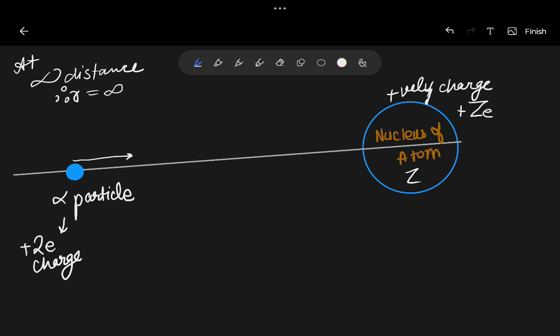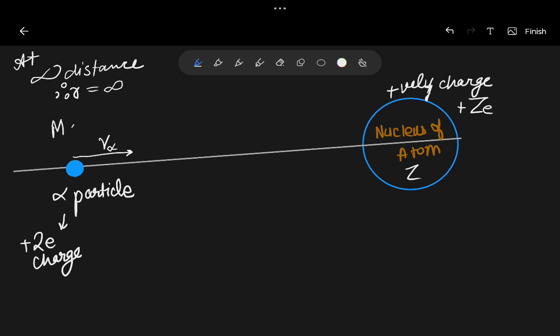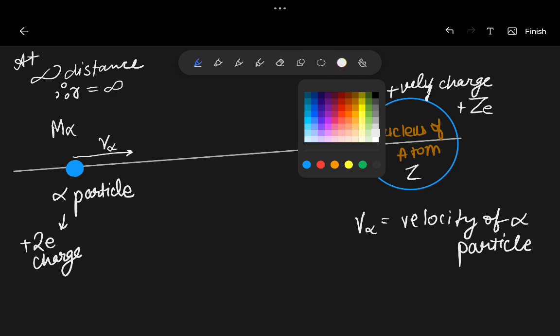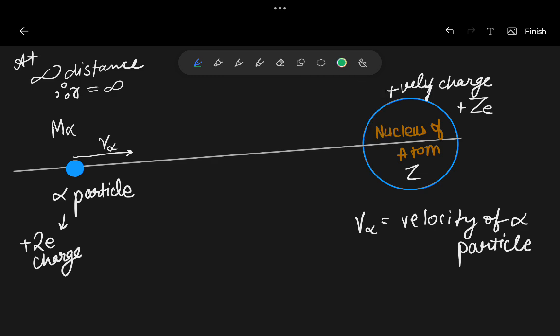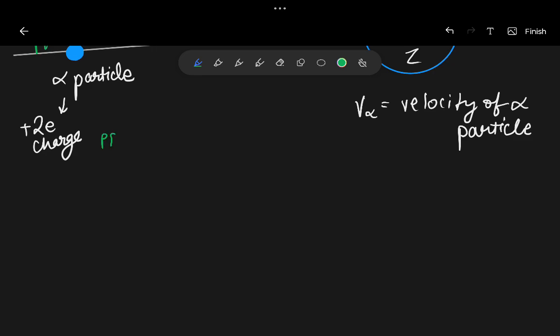Now this particle is moving with a velocity, let's say v alpha, and it has some mass, which is m alpha. v alpha is the velocity of the alpha particle. You getting me? Now what will happen? Let's try to find the potential energy at this point. Let us mark it as point O. At point O, I'm trying to find the potential energy.